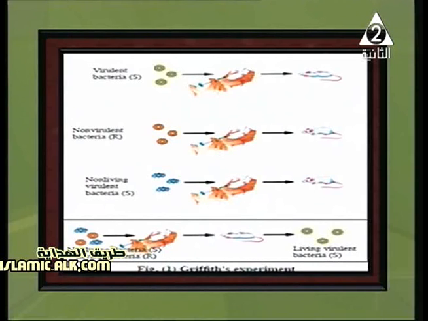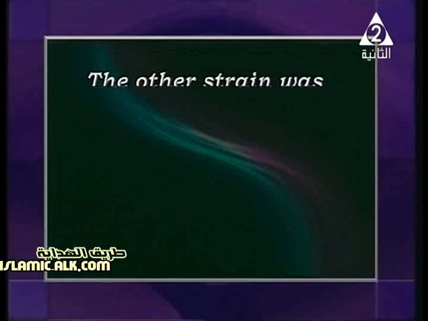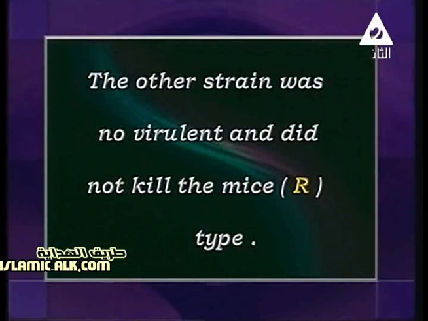And what's going to happen if we infect the mice with both the S and R types of bacteria? This is Griffith's experiment, very famous in the genetic field. The other strain, which doesn't contain any virulence and didn't kill the mice, we call the R type. So we have Griffith's experiment.